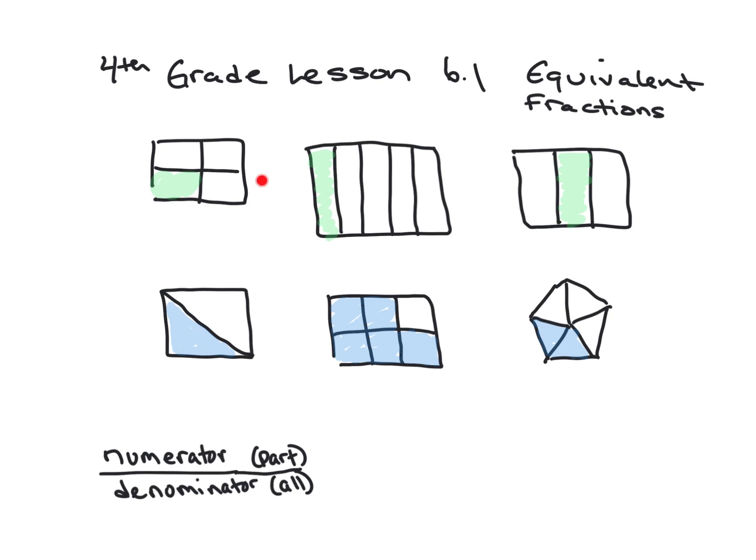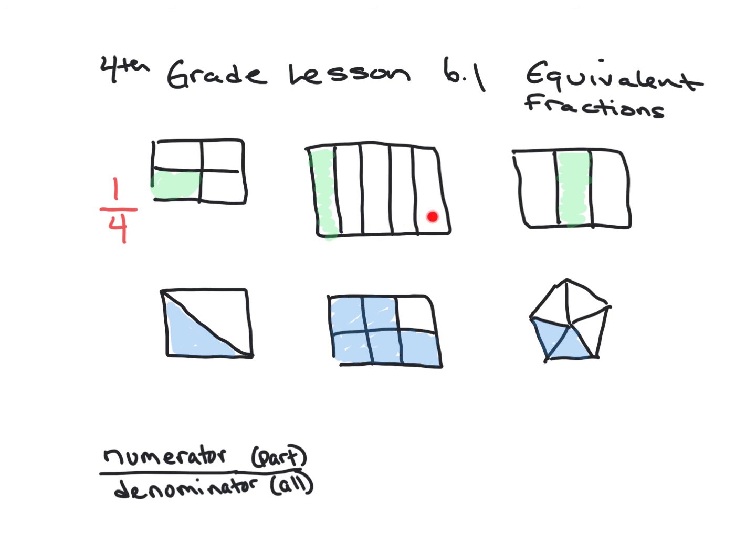So in this section, this candy bar, let's call it, we split it into 4 equal pieces. So all of the possible parts that were there in the beginning was 4. Out of those 4, how many are shaded in? Just the 1. That's the part. That's the numerator. So 1/4 is shaded in.